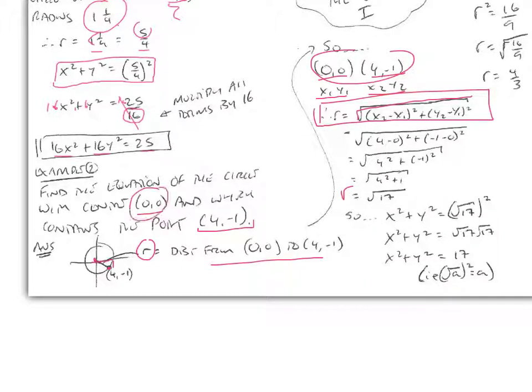Because the centre is at 0, 0, the equation must be x squared plus y squared equals r squared, which is root 17 squared, and root 17 times root 17 is 17. So x squared plus y squared equals 17. That's the equation of the circle. And just remember from your third chapter in indices that the square root of any number squared is equal to that number itself.